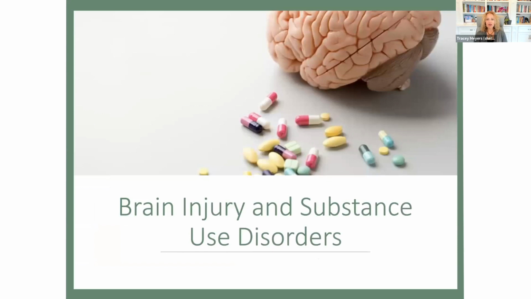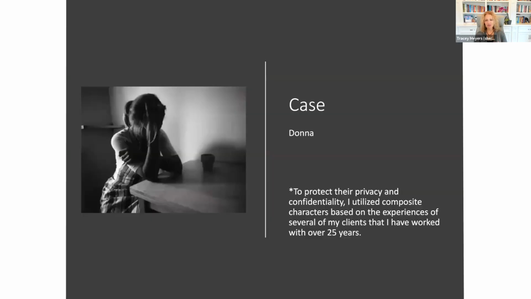So now we're going to talk about the intersection between brain injury and substance use disorders and specific indications and treatment considerations. I'm going to be talking about a case today. In this case, this is not a real person, but a conglomeration of several cases of someone who has a brain injury and also has a substance use disorder and some specific treatment interventions that have been effective.